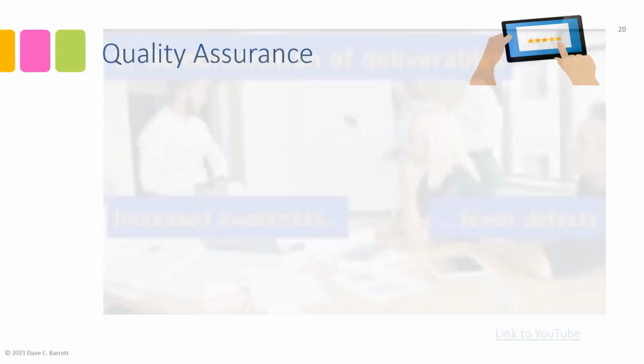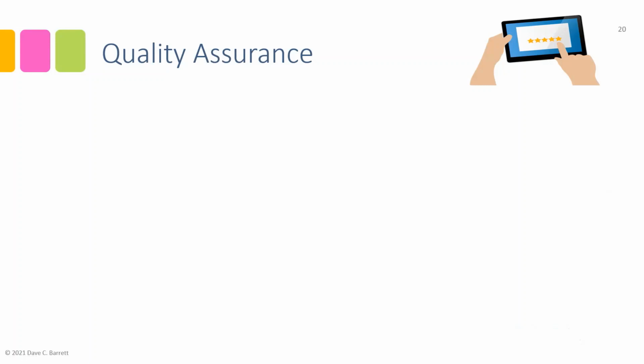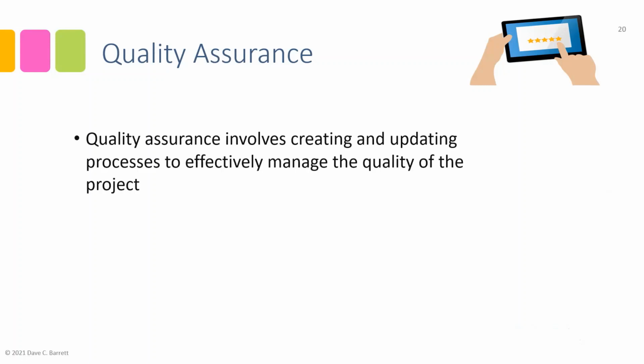Okay, so we saw a number of quality assurance activities that were taking place there, and it's an important aspect of the executing phase. Quality assurance involves creating and updating processes to effectively manage the quality of the project. Whereas quality planning is focused more on the standards to achieve, quality assurance is more focused on processes to effectively manage.